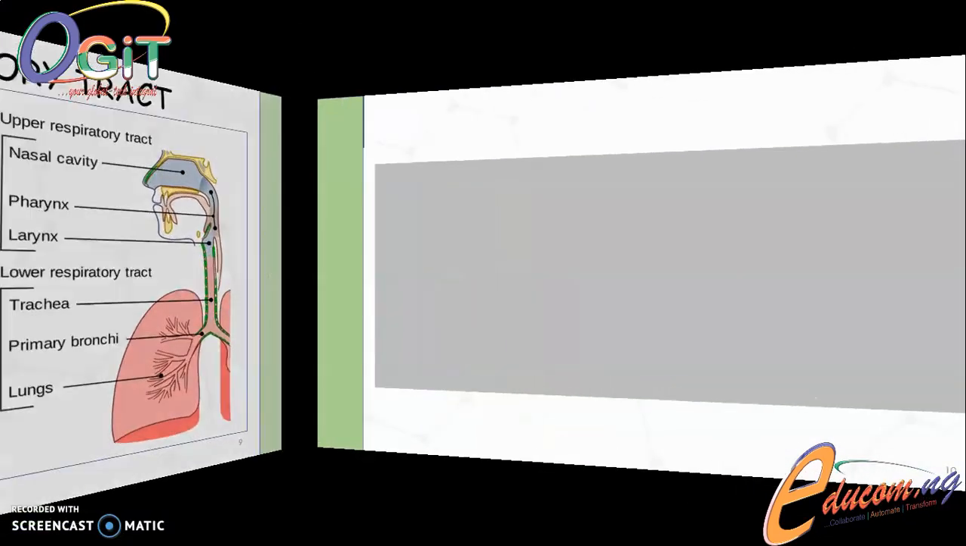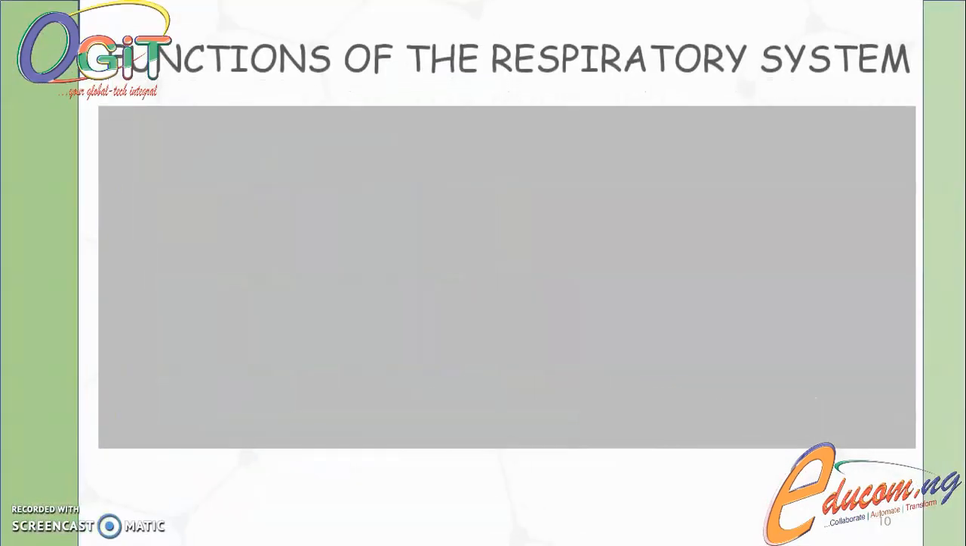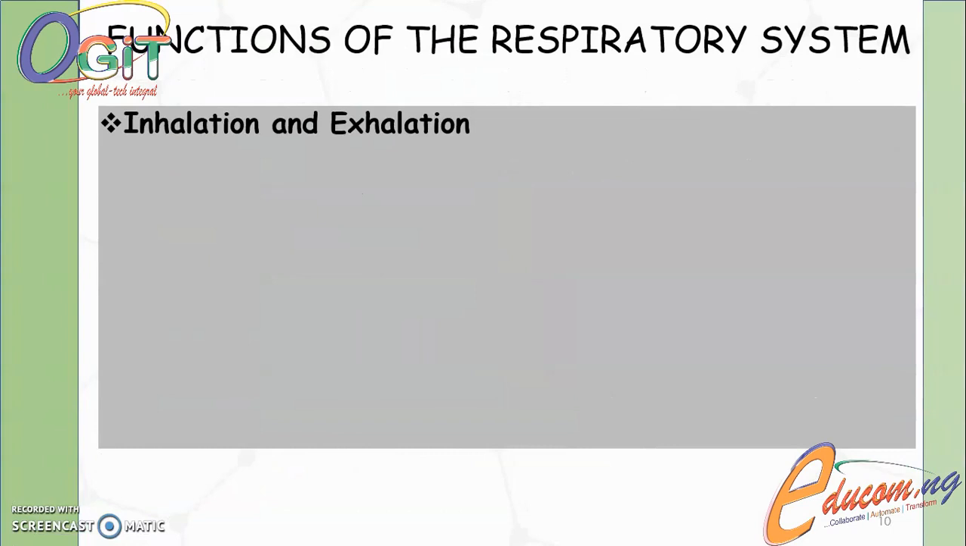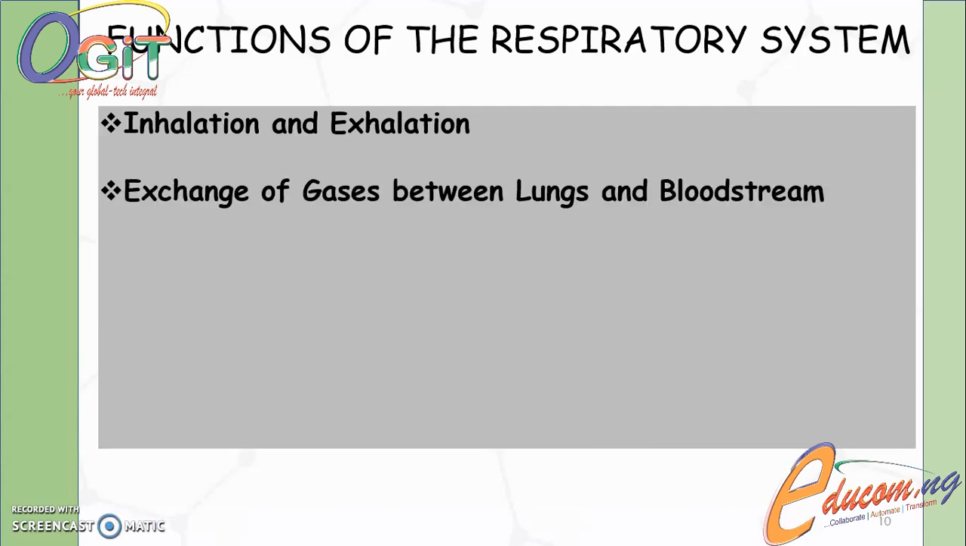Now to the functions of the respiratory system. We're talking about 5 functions of the respiratory system in today's class. The first, inhalation and exhalation. As the name implies, the respiratory system helps in breathing, known as pulmonary ventilation. The second function, exchange of gases between lungs and bloodstream. Inside the lungs, oxygen is exchanged for carbon dioxide waste through millions of microscopic sacs called the alveoli.